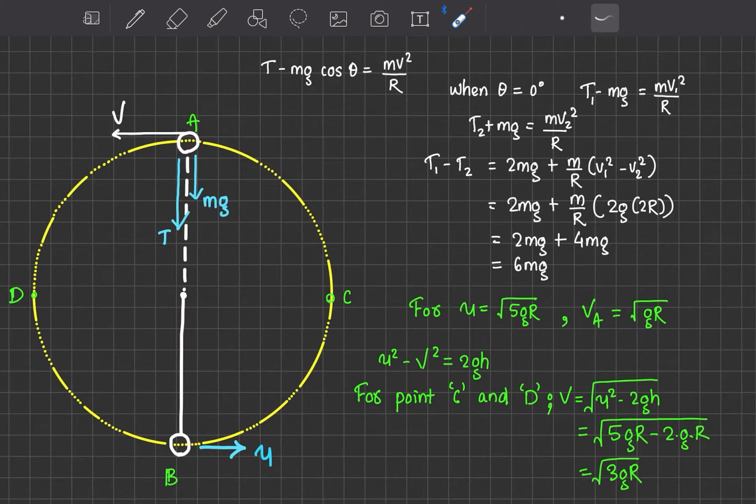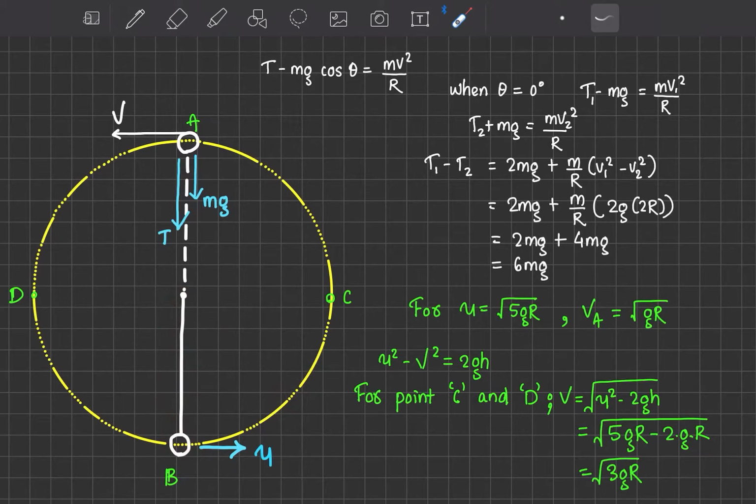Now we know the general equation of tension is T minus mg cos theta equals mv square by r, and here theta is the angle which the instantaneous position of the particle makes with the downward vertical. So this angle right here is theta.